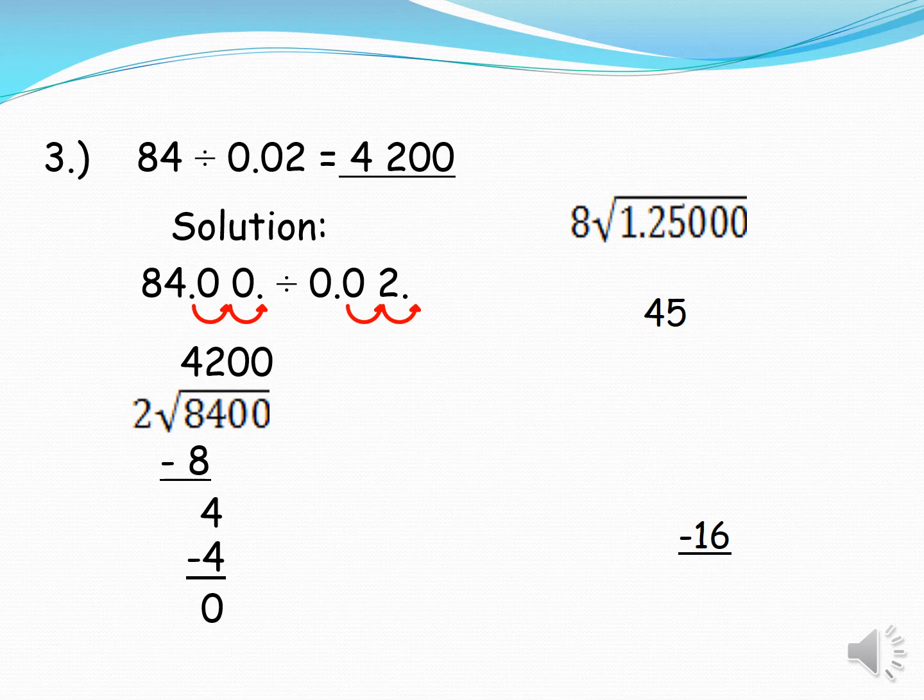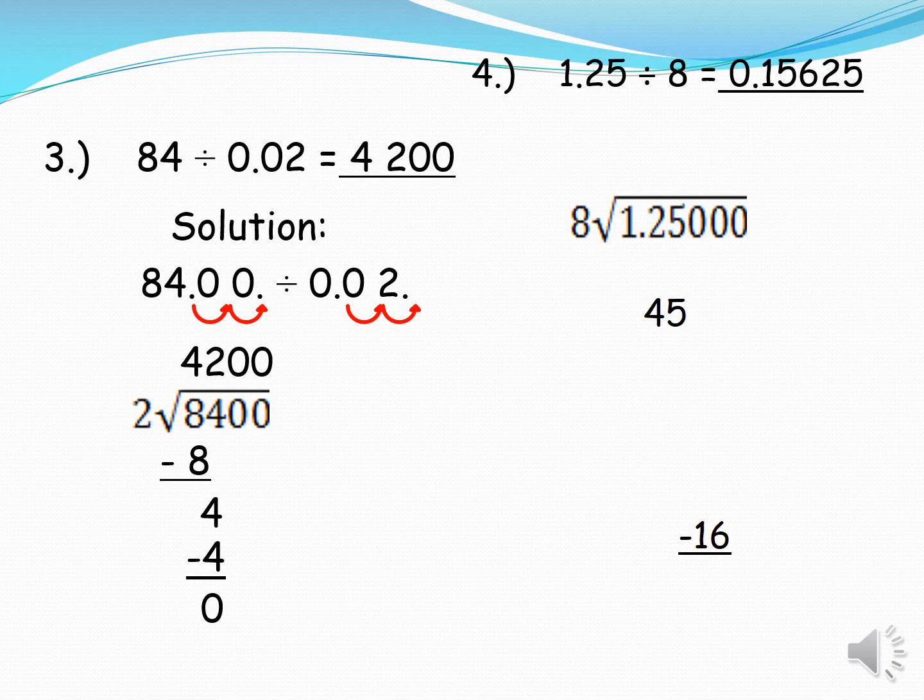8 divided by 2 is equal to 4. 4 times 2 is equal to 8. 8 minus 8 is equal to 0. Then bring down the next digit, 4. 4 divided by 2 is equal to 2. 2 times 2 is equal to 4. 4 minus 4 is equal to 0. Then, since our remainder is 0, just affix the remaining 2 zeros of the dividend to the quotient. So the answer is 4,200.